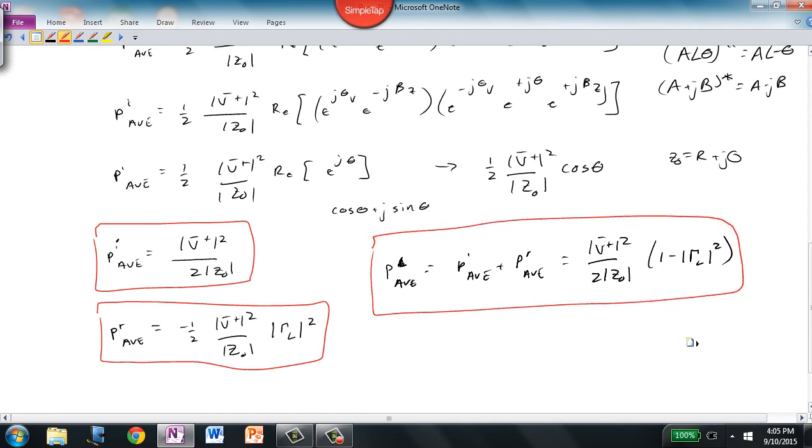These are the three formulas. We've got the incident power wave, we've got the reflected power wave, and then the sum of the incident and the reflected gives us total power along the transmission line. So this is actually going to be power delivered to the load right here.